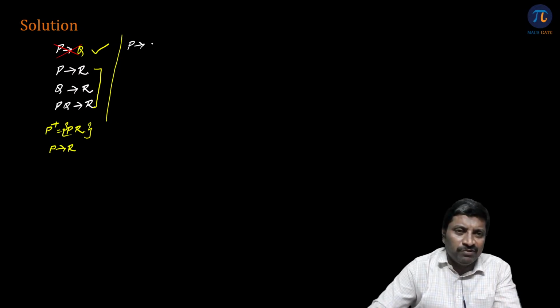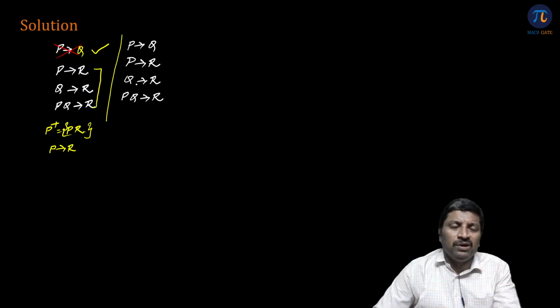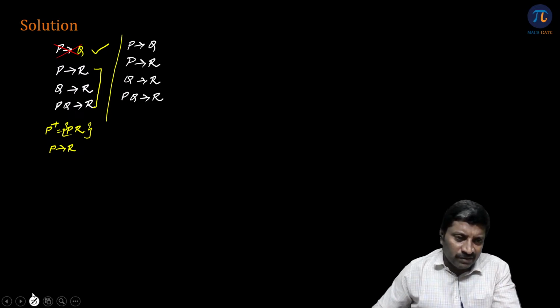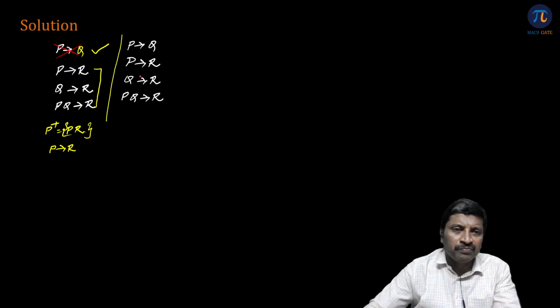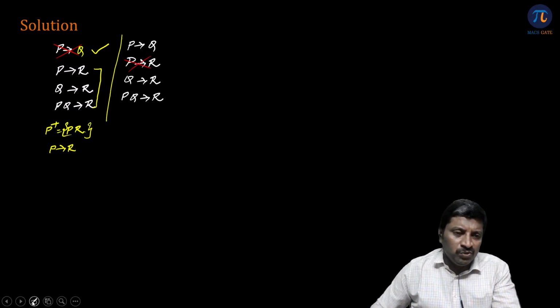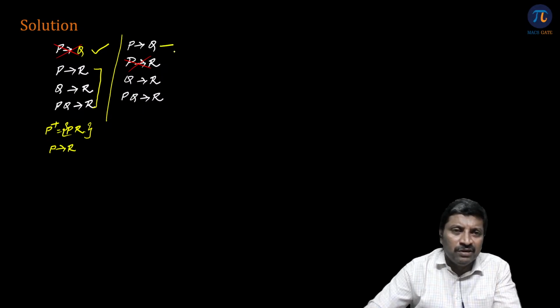Again, let us write the 4. P goes to Q, P goes to R, Q goes to R, and PQ goes to R. Right? So let us verify the second one. Use the remaining 3. What are the remaining 3, sir? So find the P closure. With P, I can get P. I have P goes to Q, sir, so I can get Q. I have Q goes to R, sir, so I can get R. So I can get this one.